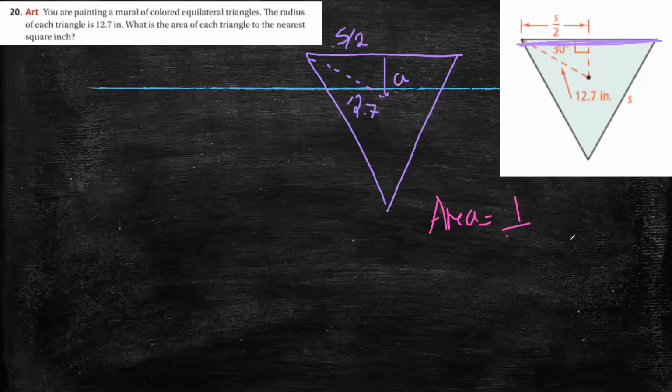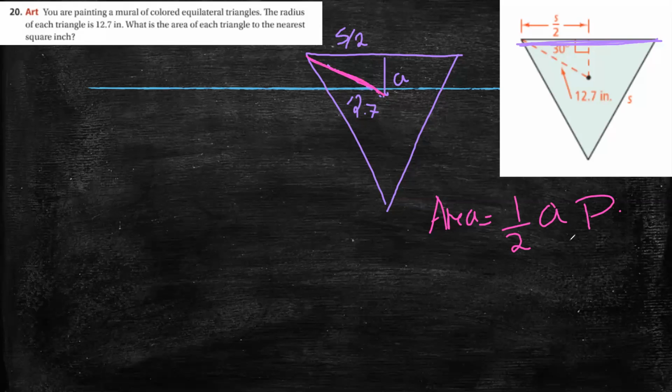Half times 12.7. Now, where's A and where's P? P is the perimeter and A is the apothem, and both of them are unknown. So we now have to find the length of each side. That helps me find the perimeter, and we also have to find the apothem A. We only have the length of this hypotenuse, which is 12.7.